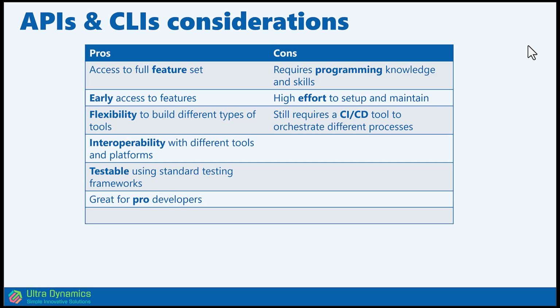3, using APIs, you can build any type of tool: console apps, XRM Toolbox add-ons, and even more custom PowerShell modules. 4, you can execute PowerShell from your desktop or with some of the automation tools and CI/CD setups. This makes this option highly interoperable and portable. 5, since you are working with standard, well-established programming and scripting languages, you will have access to all the standard testing frameworks out there to make sure that your code and scripts work as expected. 6, if you have pro devs on the team, they will likely find this option very familiar.